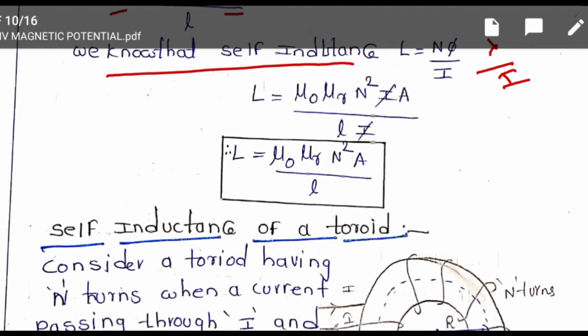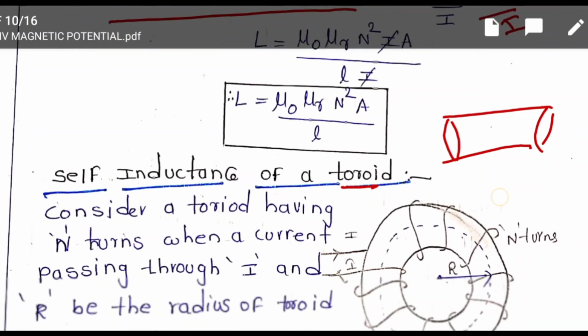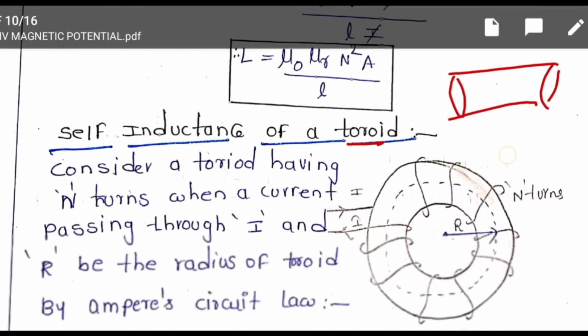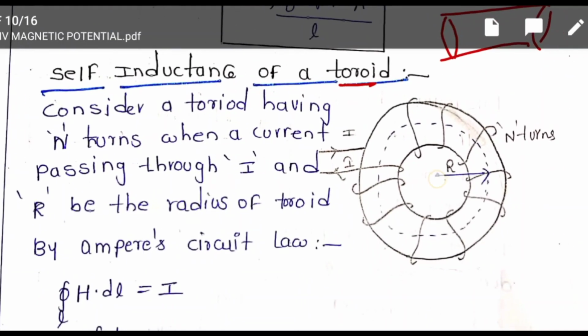Similarly, we can use Biot-Savart's law and Ampere's circuit law to find the self-inductance of a toroid. What is a toroid? If the coil is wound on a cylinder, then it is a solenoid. If the cylinder is in a circular form, it is a toroid. Same principle we are applying, but the toroid has radius r.